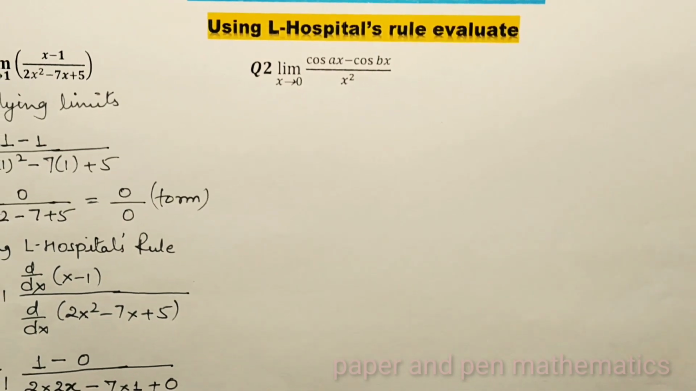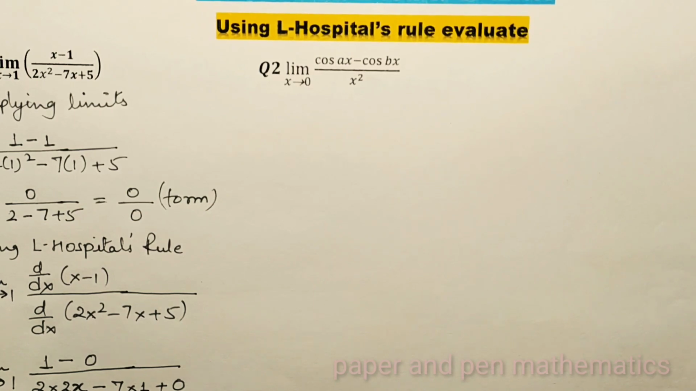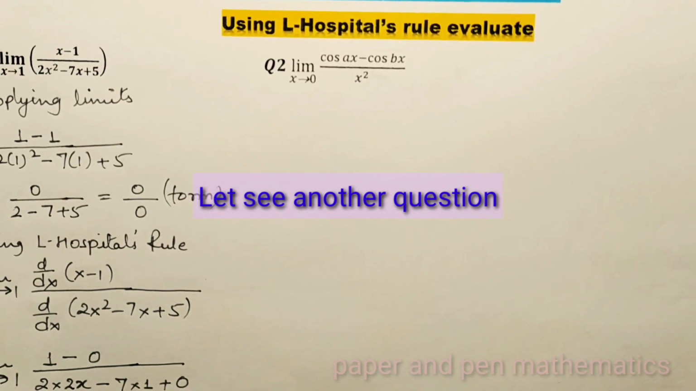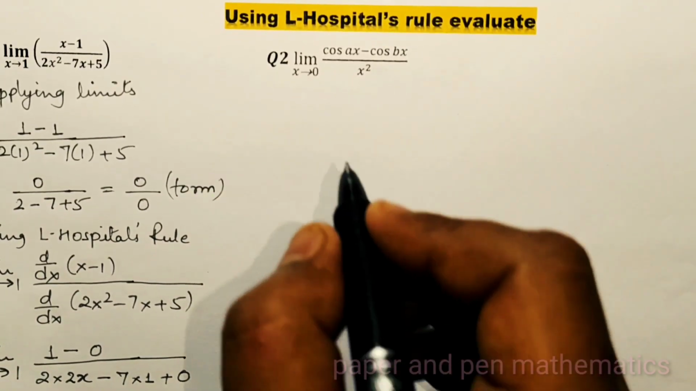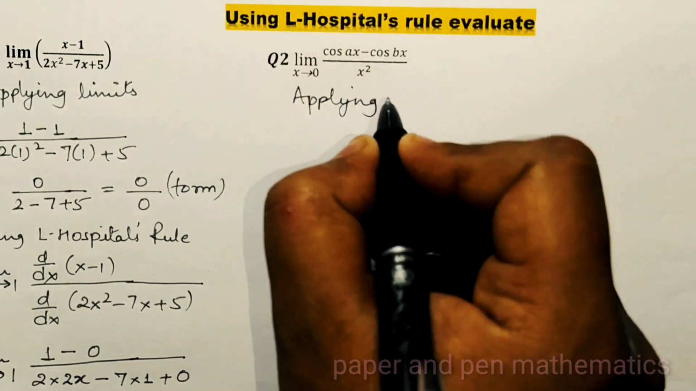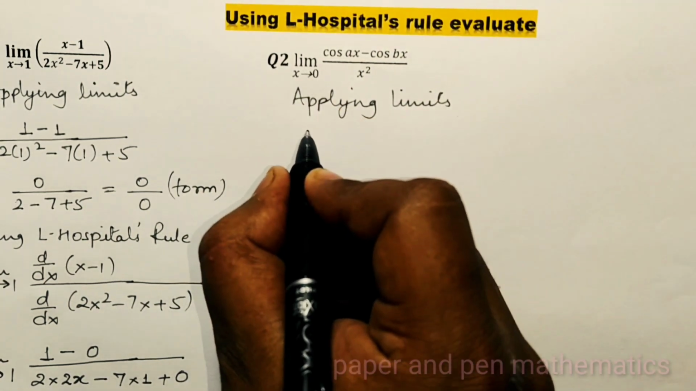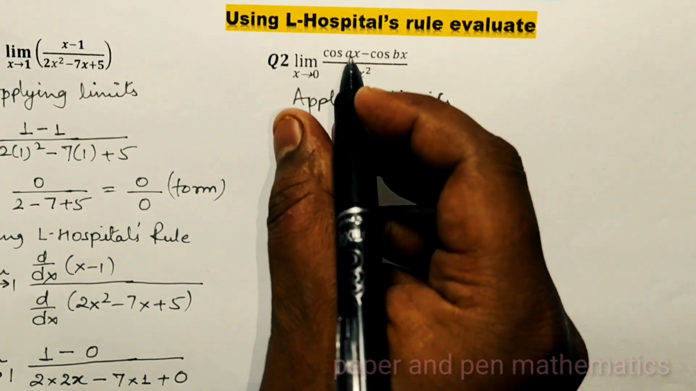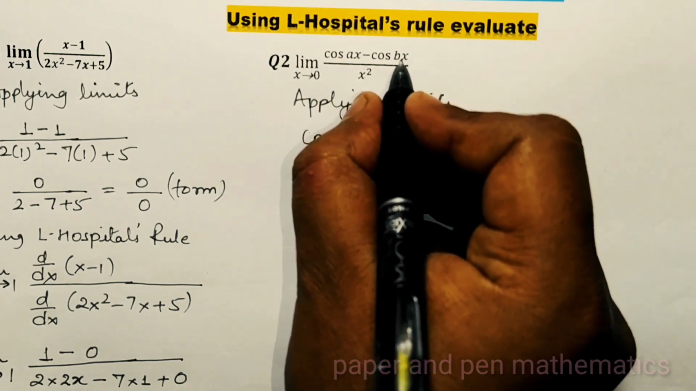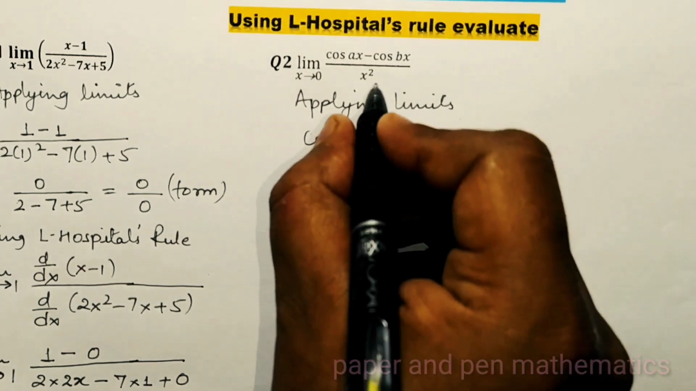Suppose the question is limit x tending to 0, (cos ax minus cos bx) whole divided by x square. Again, the procedure is the same for all the questions. So what we have to do is first of all apply limits. On applying limit, which is 0, you will get cos a into 0, which will be 0, minus cos b into x, which is b into 0, will be 0, whole divided by 0 square, because it is x square.